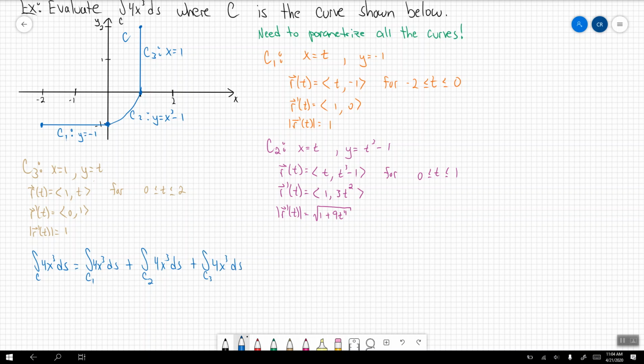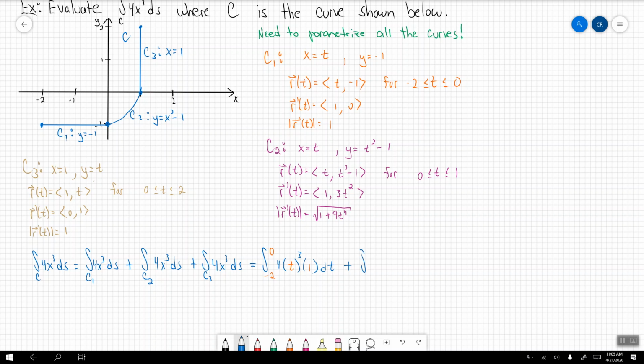All we're going to do is make our substitutions to elaborate what we're working with. My first line integral was curve 1, which is bounded between -2 and 0. So for curve 1, my t values go between -2 and 0. My function is 4 times x, and the x component is just t for this example, so that's t cubed. ds is going to be the magnitude, which is 1, times dt. There we are. That's the integral for curve 1.